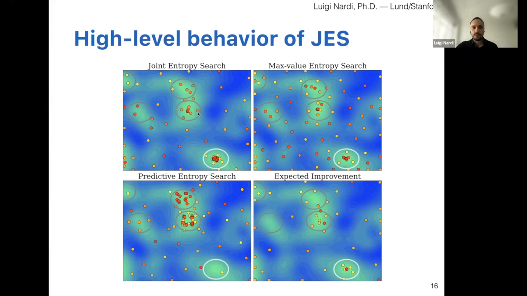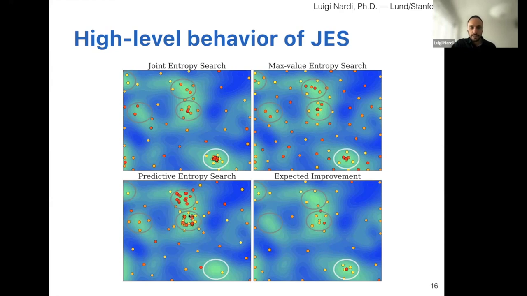This model misspecification aspect can be, for example, visualized here in this two dimensional problem. Here we are sampling from a GP. This is a benchmark, just a two-dimensional sample from a GP. You get these local minima, and then you get a global minimum here in white. And you can see, for example, in predictive entropy search, that PES kind of misses the global optimum here.